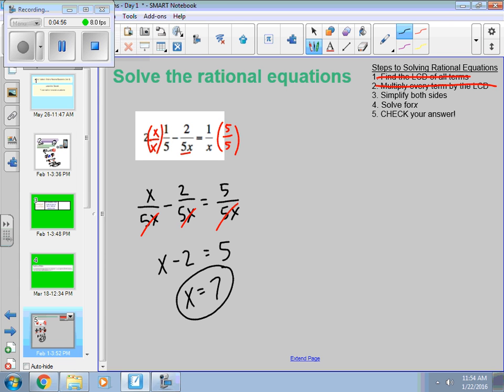But basically, you're just checking to see that you don't get any division by 0. Otherwise, that's called an extraneous solution. So if we were to put 7 back in here, here and here, are we going to get any dividing by 0? No, we'll be okay. 7 does check out as an okay answer.